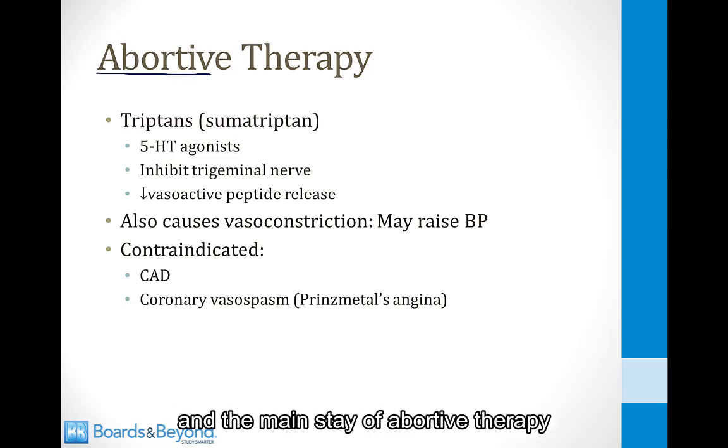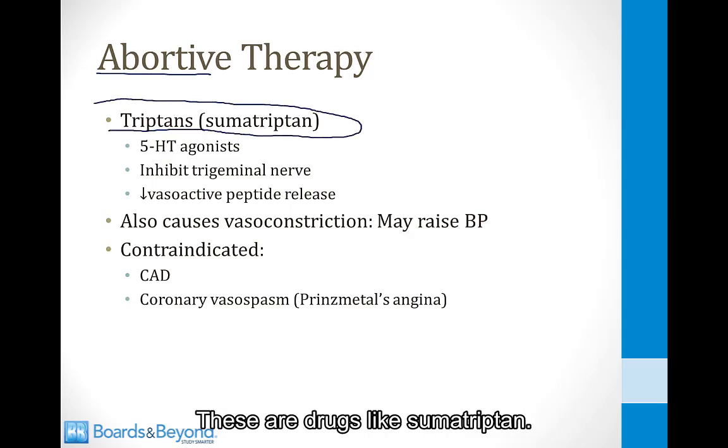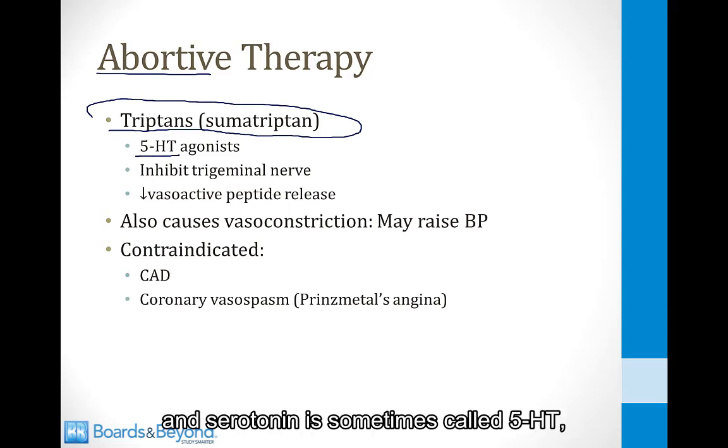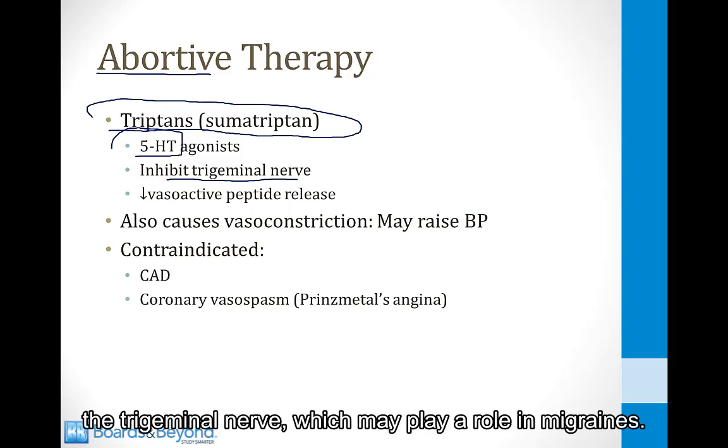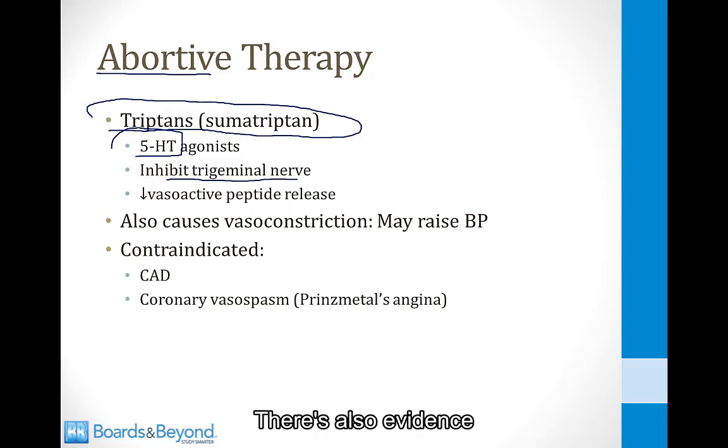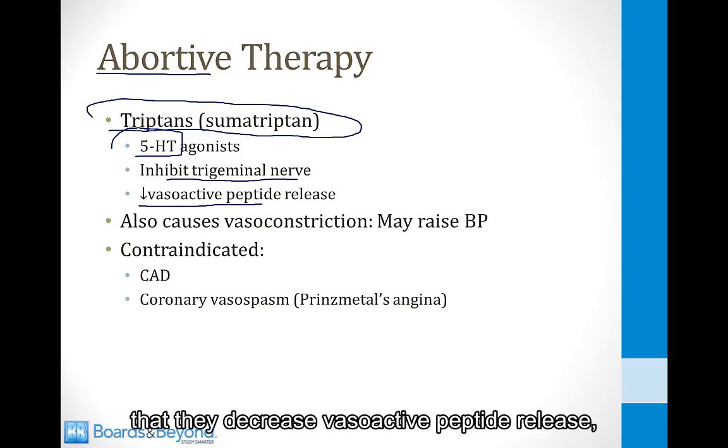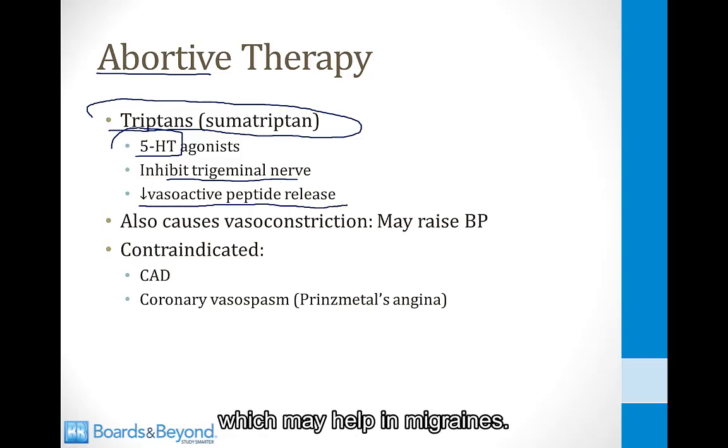The mainstay of abortive therapy for migraine headaches is the triptans. These are drugs like sumatriptan. They are serotonin agonists, and serotonin is sometimes called 5-HT, which stands for 5-hydroxytryptamine. There's also evidence that they inhibit the trigeminal nerve, which may play a role in migraines. There's also evidence that they decrease vasoactive peptide release, which may help in migraines.